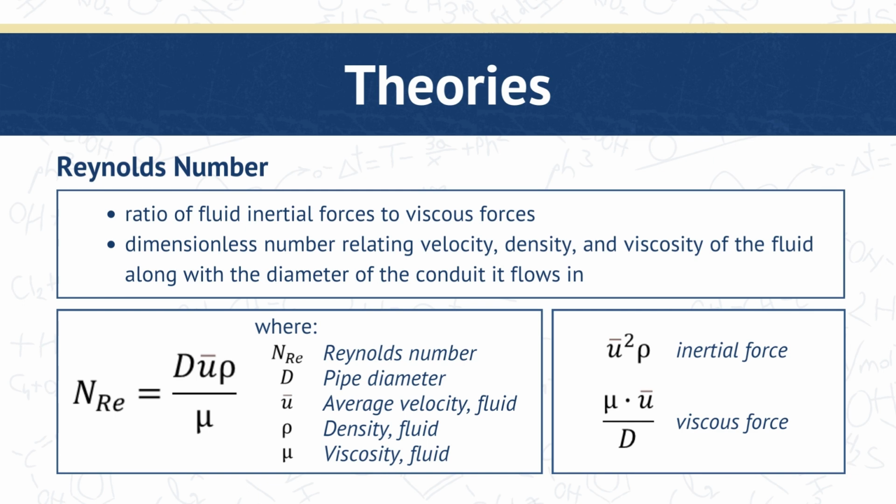Upon simplifying this ratio, though, we obtain the general expression for the Reynolds number: the product of the pipe diameter, the average velocity and density of the fluid, all divided by the viscosity of the fluid. That is our Reynolds number.